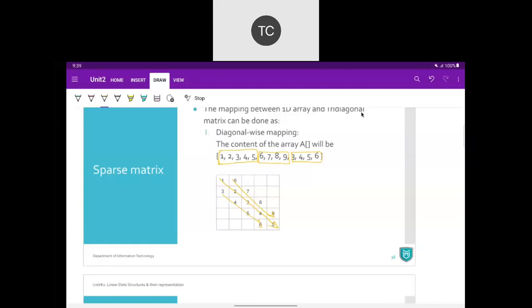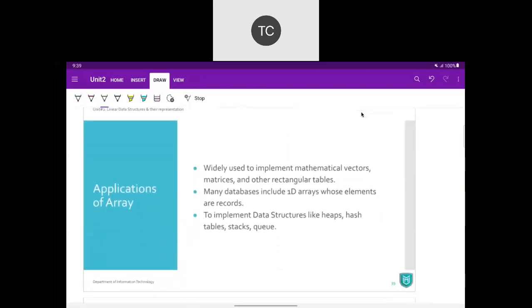No queries, then fine. Let's have a look at few basic applications of array. That's the last topic from array topic. Well, you have been using array since last semester. You know many applications. But just to write down something here, we can say, okay, arrays are widely used to implement some mathematical vectors.